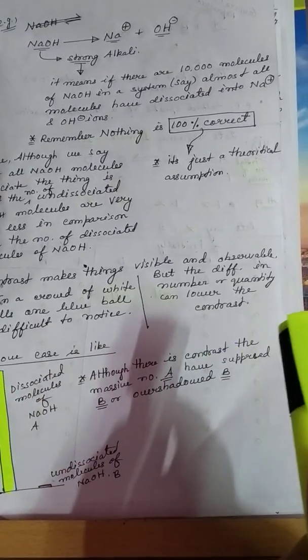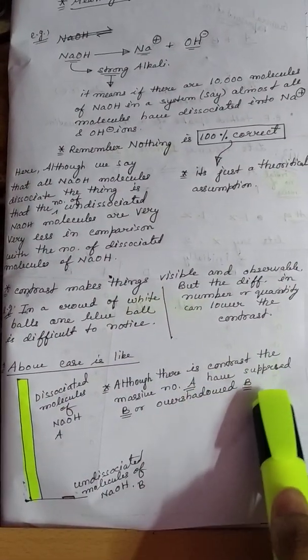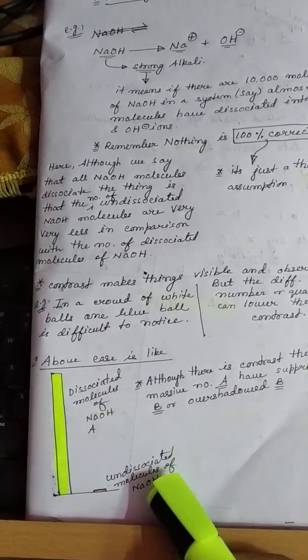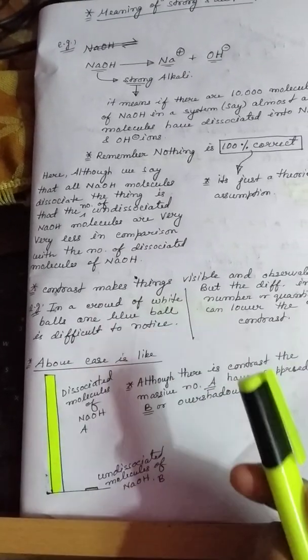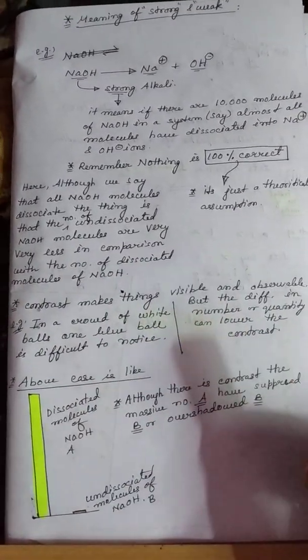Although there is contrast, the massive number A suppressed B, or overshadowed B. So it doesn't let B express itself. It's the same case we come across or encounter in genetics when we read biology.